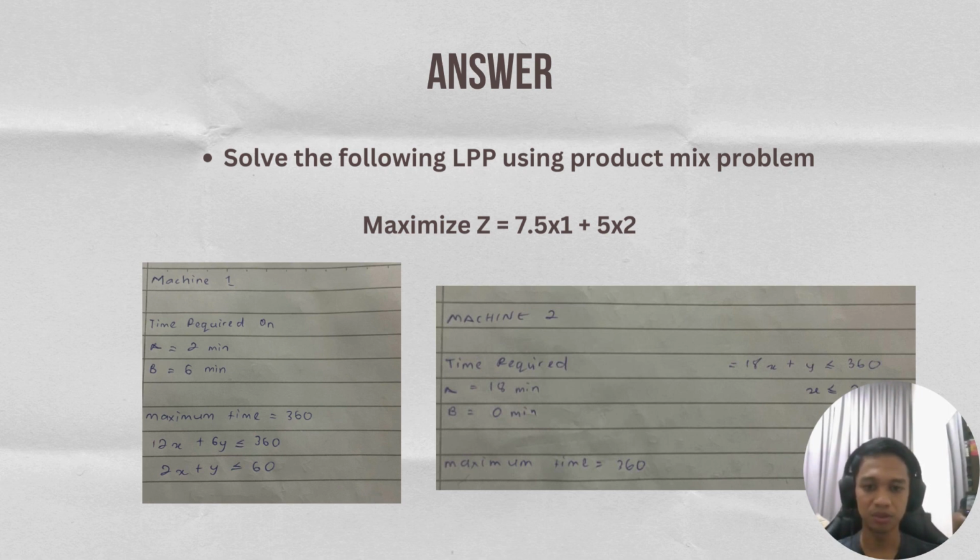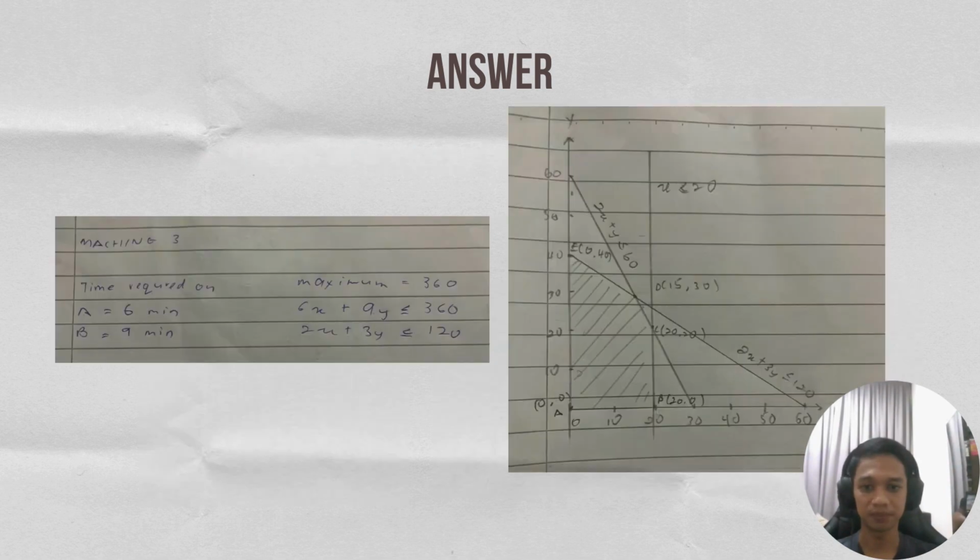Then machine number two, the time required for A is 18 minutes and for B is 0 minutes. So the equation is 18x plus 0y less than or equal to 360. The answer is x less than or equal to 20. So, next slide.